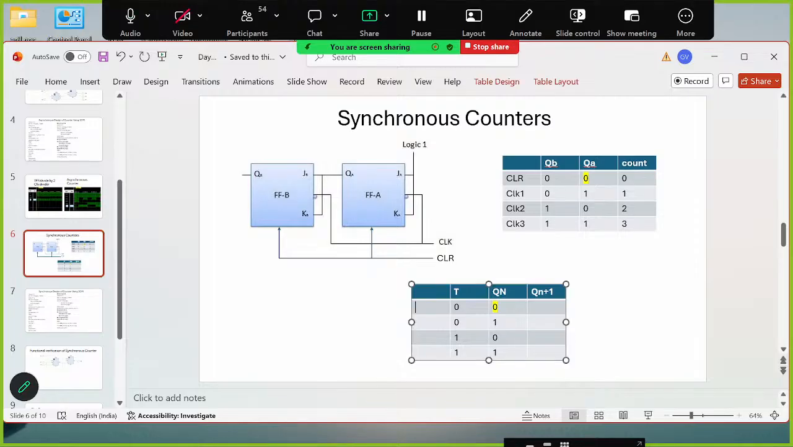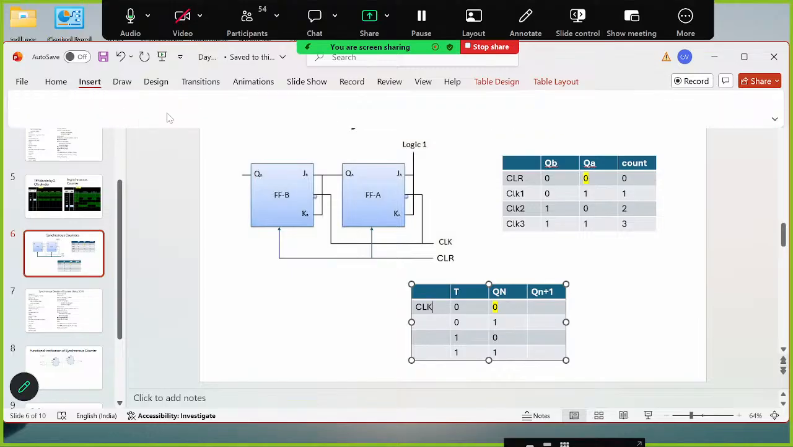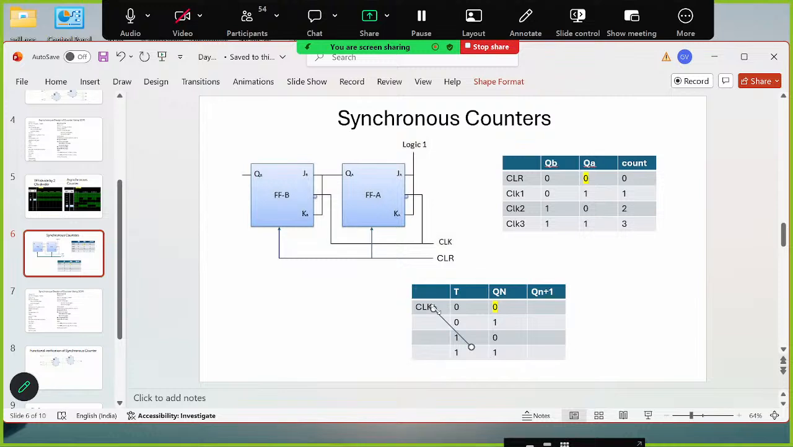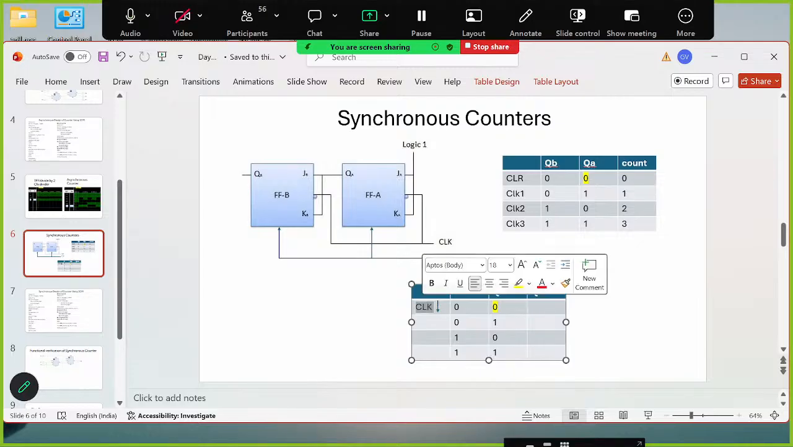When you have a valid clock signal, it is negative edge triggered. So when you have a negative edge triggered valid clock signal, every time it works. This is the negative edge triggering. You can see over here, just to show you the change in transition, this is a valid clock signal.